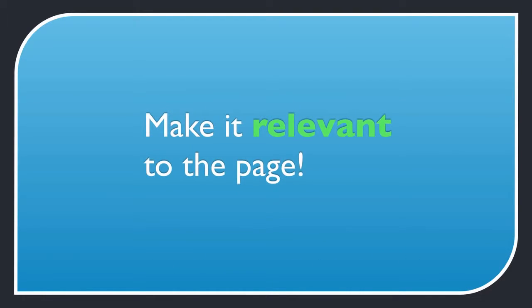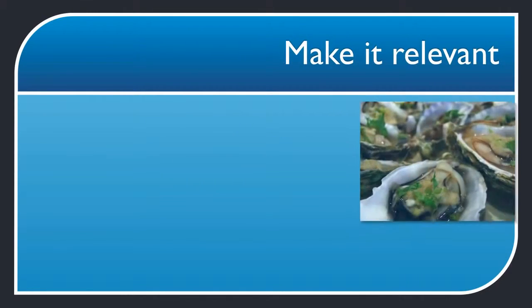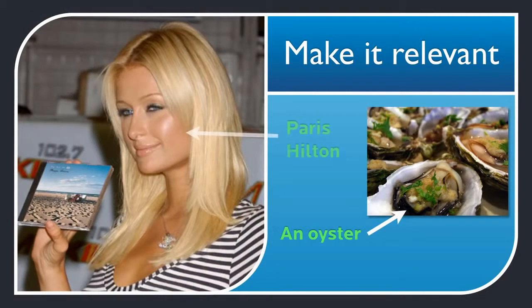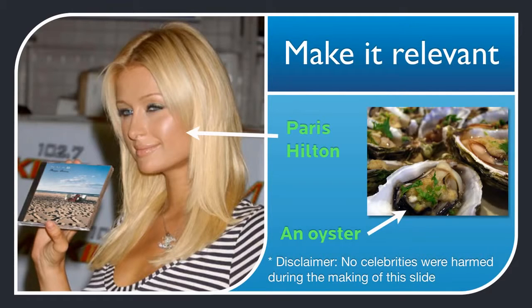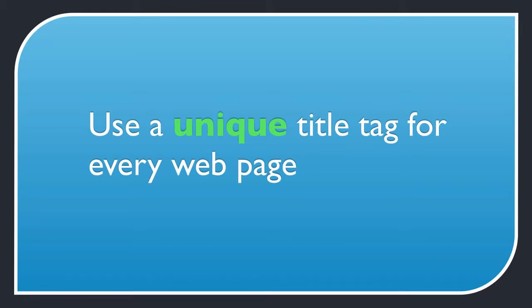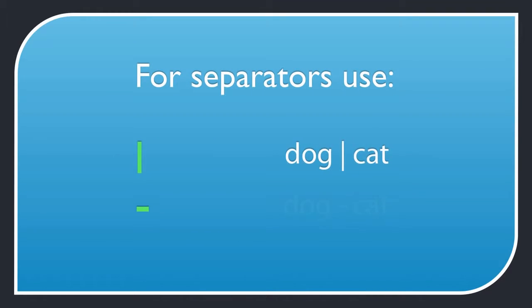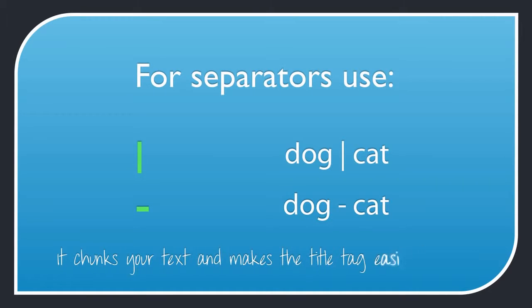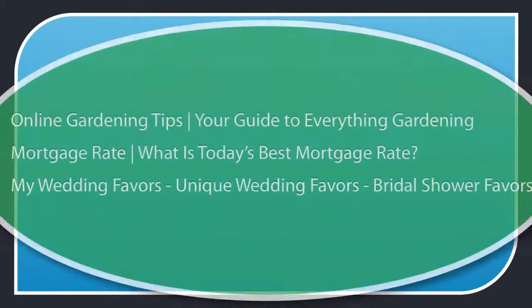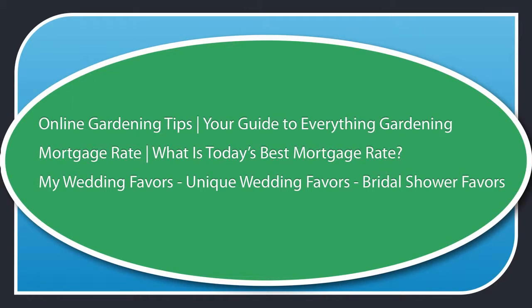Make sure your title tag is relevant to the content of your page. If the content is about oysters, don't then have a title tag that mentions Paris Hilton. Use a unique title for every web page, or your pages may be seen as duplicate content, and Google may not list you in its index. For punctuation, I recommend you use the pipe symbol or dash, and don't bother with anything else. Good examples of title tags include Online Gardening Tips, your guide to everything gardening. Mortgage rate, what is today's best mortgage rate? My wedding favours, dash, unique wedding favours, dash, bridal shower favours.